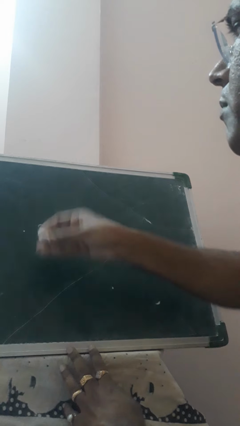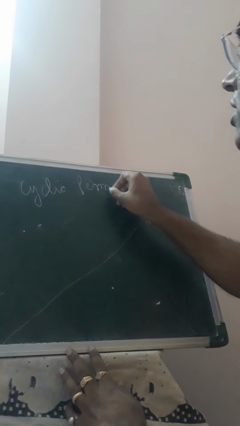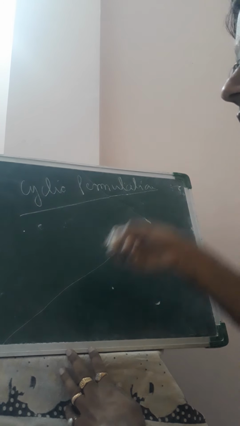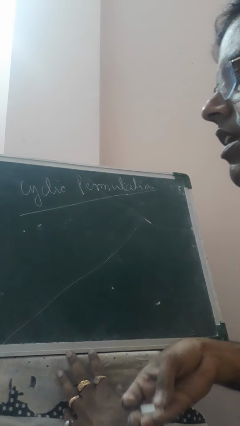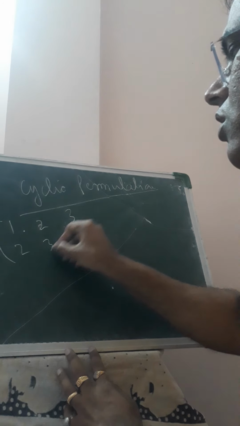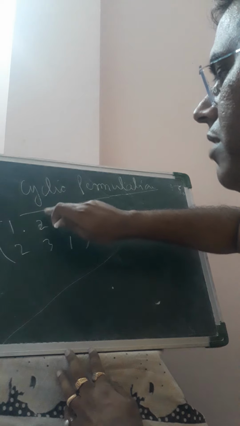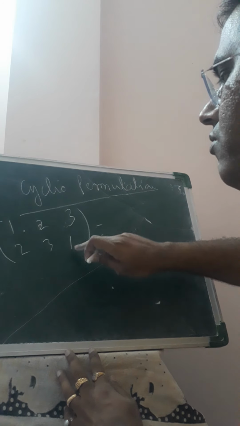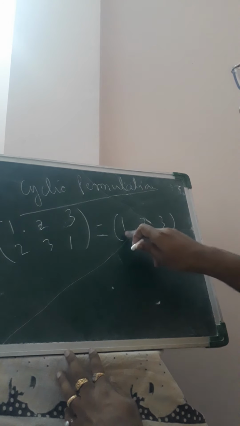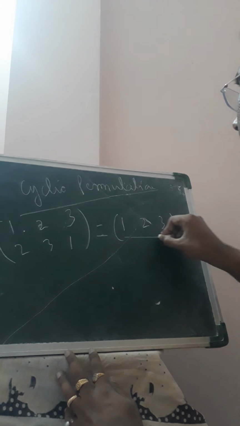Now we have a special type of permutation called a cyclic permutation: a permutation which can be written in the form of a cycle. That is, if we have the permutation 1 2 3 to 2 3 1, clearly the image of 1 is 2, the image of 2 is 3, and the image of 3 is 1. So this can be written as (1 2 3) in the form of a cycle, and the length of this cycle is 3.